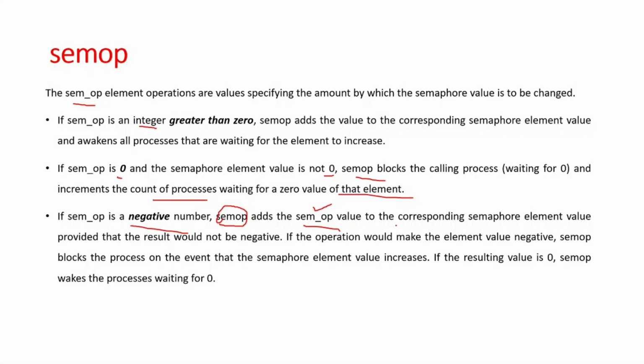This value is added to the semaphore element value, provided that the result would not be negative. If the operation would make the element value negative, then semop blocks the process until the semaphore element value increases. If the resulting value is 0, then semop awakens the processes that are waiting for it to become 0.